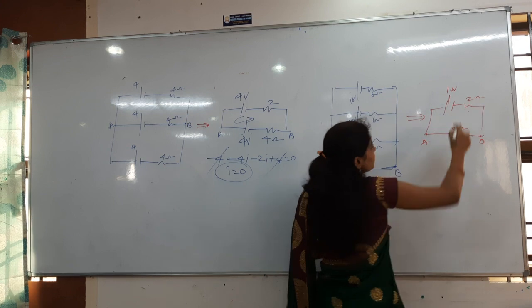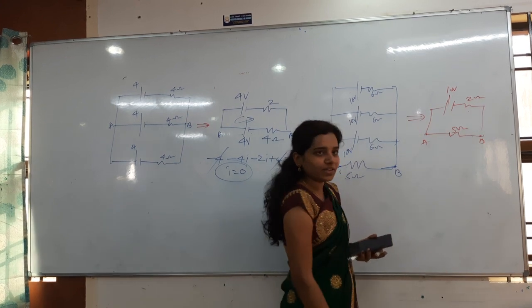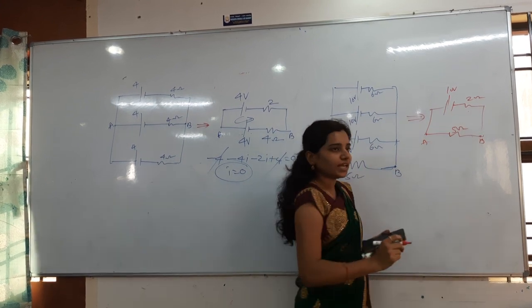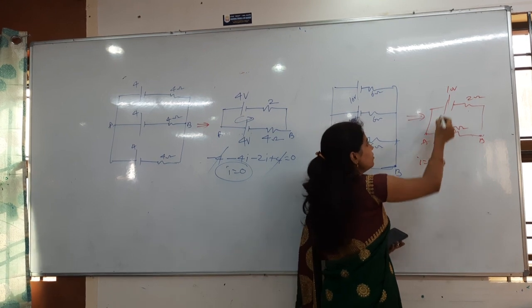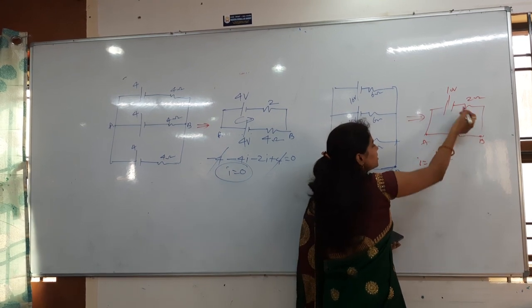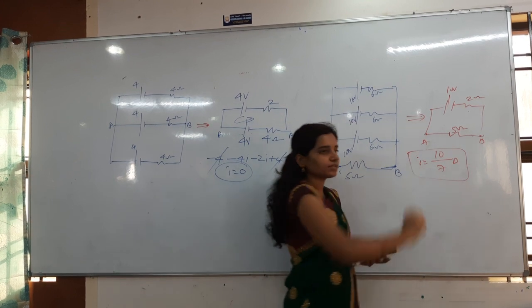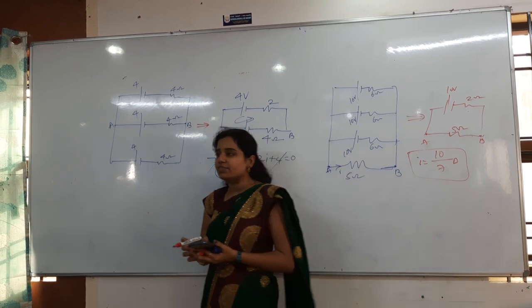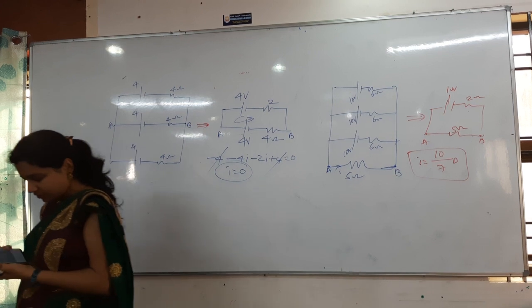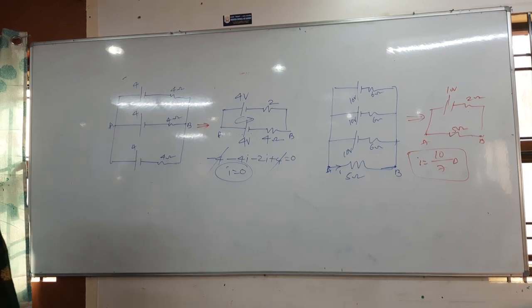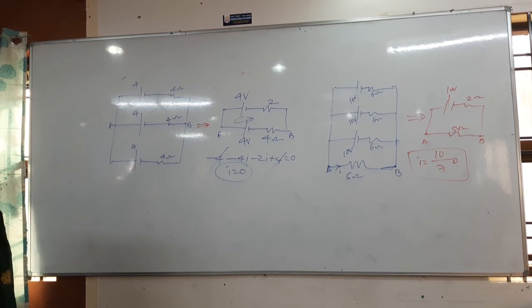Now, the total resistance is how much? 7, and the voltage is how much? 10. Then I is equal to voltage by total resistance, which is 7. That's it. I is equal to 10 by 7 amperes, which is the correct answer. That's the answer for that. Simple. Do you understand or not? First of all, yes, you understood, right? Then next problem.